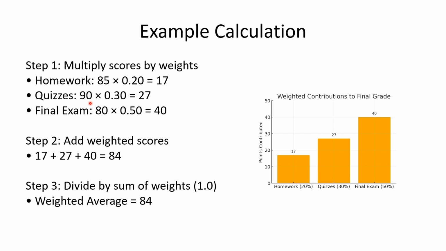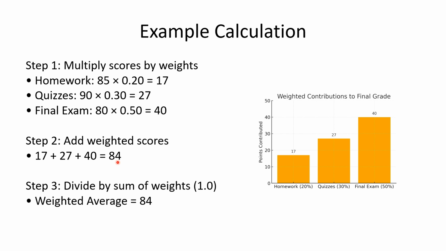So the quizzes, got a 90 on the quizzes. They counted 30% of the grade. That gives a 27. Now the final exam counted the most, 50%. 80 times 50 is 40. That's our number there. So now let's add these up. So 17 plus 27 plus 40 is equal to 84.